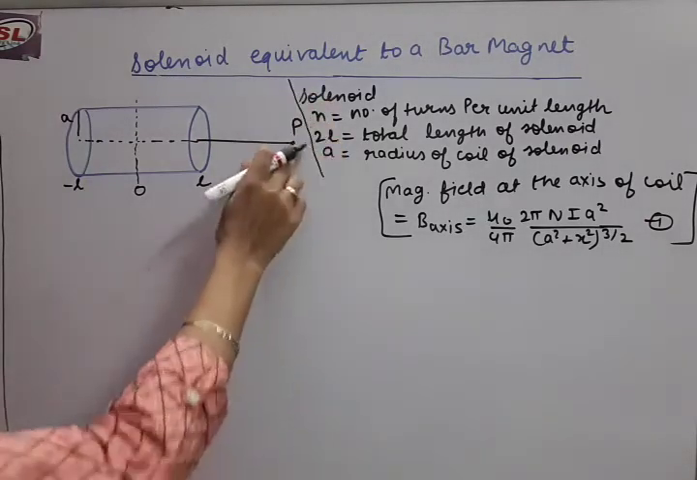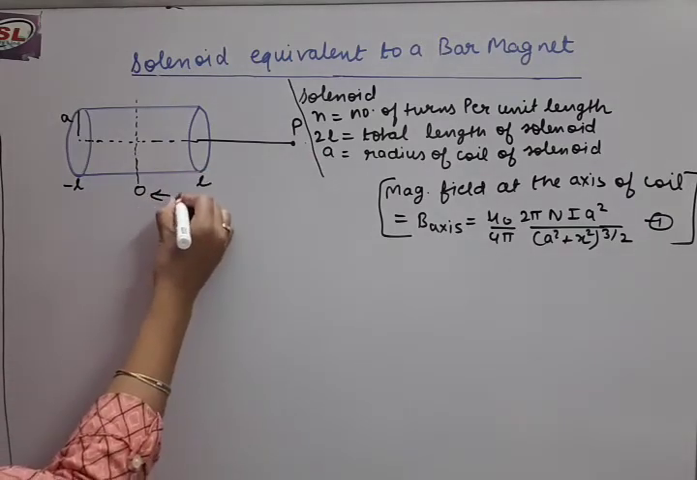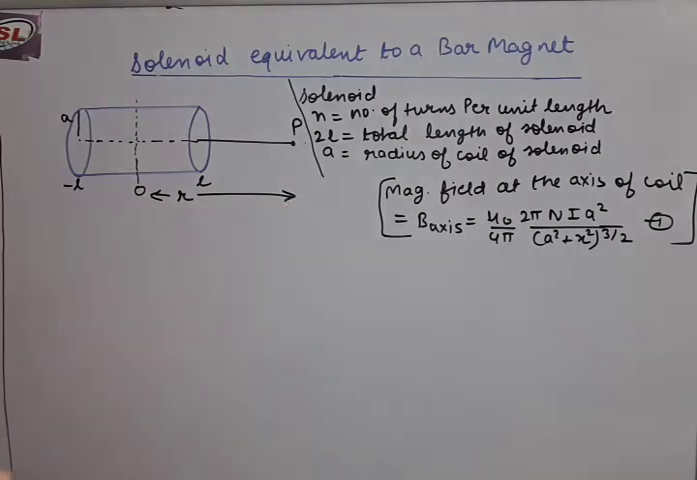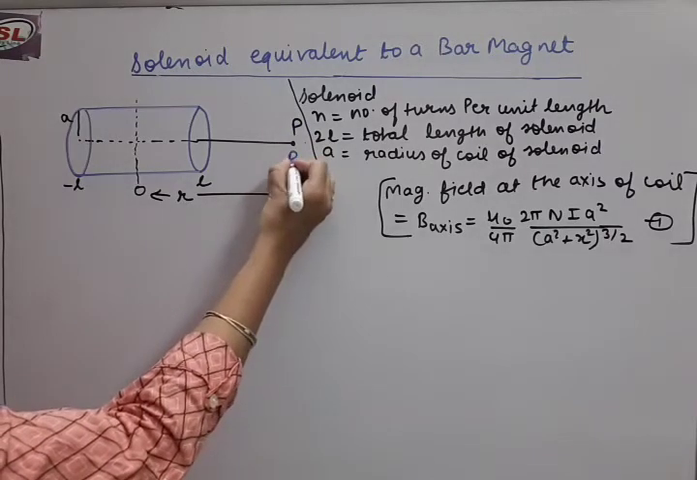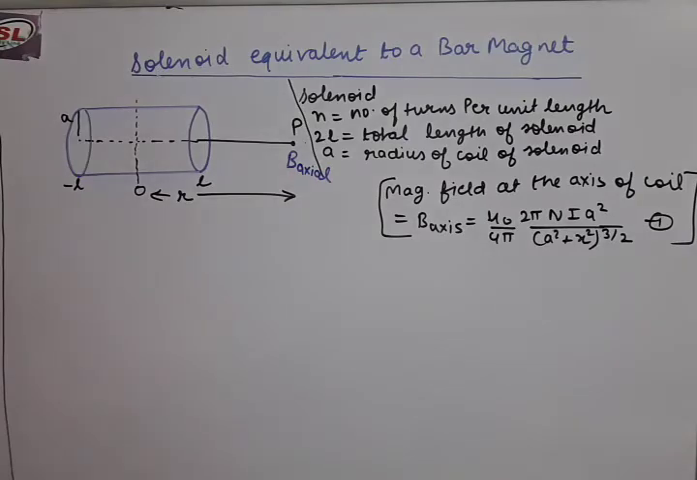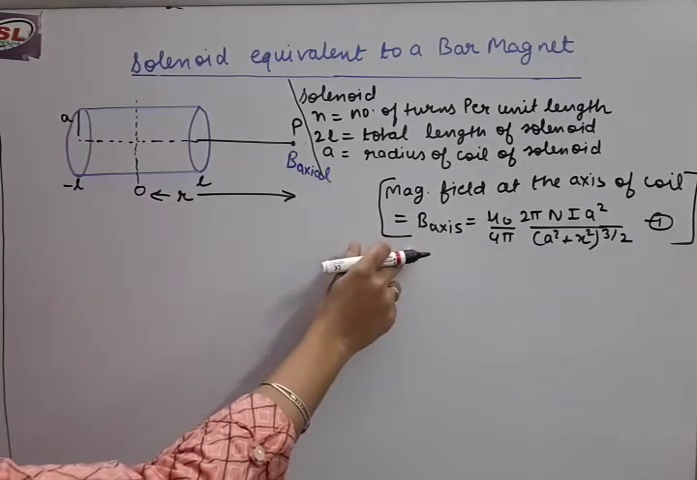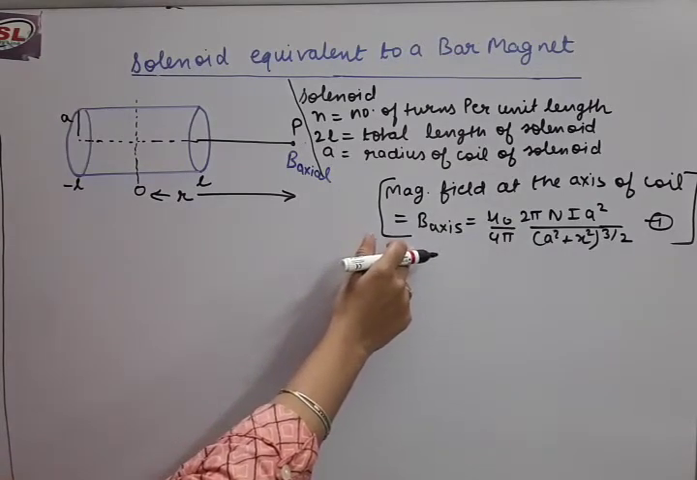On this axial line, suppose we take a point P. Its distance from the center of the solenoid is taken as r, and our target is that at this point P we have to find B axial, the axial field of the solenoid. Then we will match it with the bar magnet axial field formula. If it comes the same, that means they are equal and proved. So let us start.